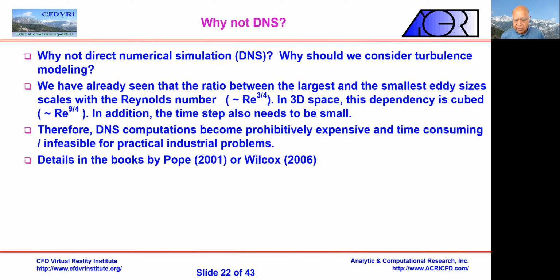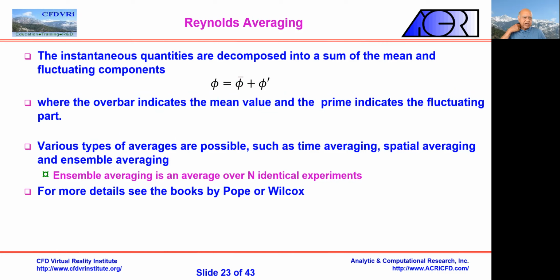Now, how do we model them? We can't deal with the whole complexity, so we say instantaneous quantities are decomposed into a mean and a fluctuating component. So anything like velocity is split: the instantaneous velocity is equal to a mean value plus a fluctuating value. The over bar indicates the mean and the prime indicates the fluctuation.